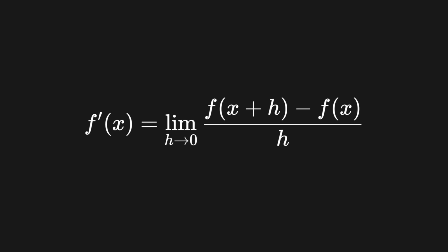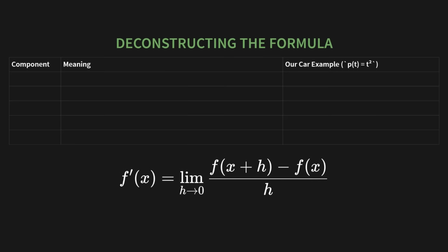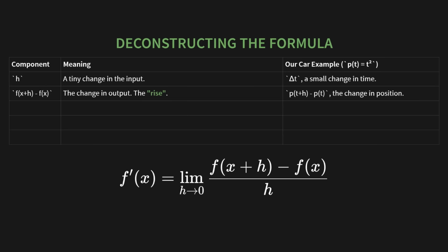Let's deconstruct the formula. Check out this table. It's not just a random string of symbols. It's a story. First component in our formula, h. What does it mean? It's just a tiny change in the input. For our car example, this was just delta t, a small change in time. Simple enough. Next up, f of x plus h minus f of x. This is the change in the output, the rise. In our car example, that was p of t plus h minus p of t, just the change in position.